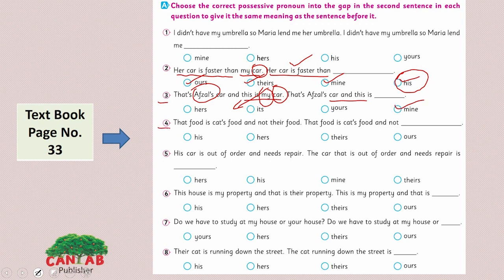Look at the fourth one. That food is cat's food and not their food. That food is cat's food and it's not theirs. We have to refer to the pronoun, the plural form here. Not his, not her, not ours. Theirs, possessive pronouns here, because we have their here. So what will be the possessive pronoun? Yes, theirs here. I want you to do the rest of the sentences by yourself.